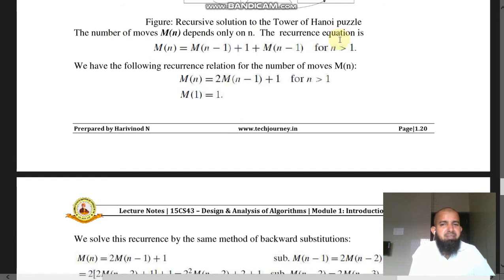The recurrence equation is M of n equal to M of n minus 1 plus 1 plus M of n minus 1 for n greater than 1. We have the following recurrence relation for the number of moves M of n. So M of n minus 1 plus M of n minus 1 means 2 M of n minus 1 plus 1 for n greater than 1. If n is equal to 1, then the number of moves is only 1.